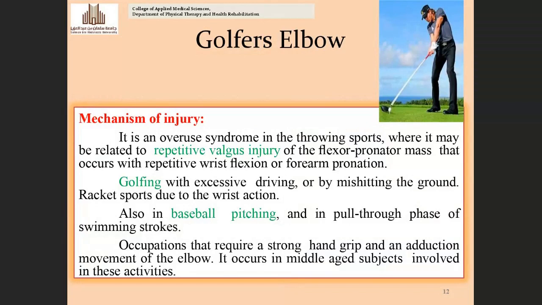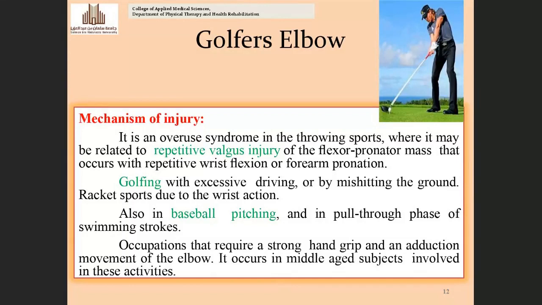So what are the common causes or the mechanism of injury for golfer's elbow? Generally it is known as a repeated injury, or you can say an overuse injury. It is an overuse syndrome in certain sports, especially throwing sports, where it may be related to repeated valgus injury, so the elbow goes in an outward direction. The flexor and the pronator muscles get involved, and the wrist flexion and the forearm pronations are excessive. There are a few sports which are more prone to golfer's elbow.